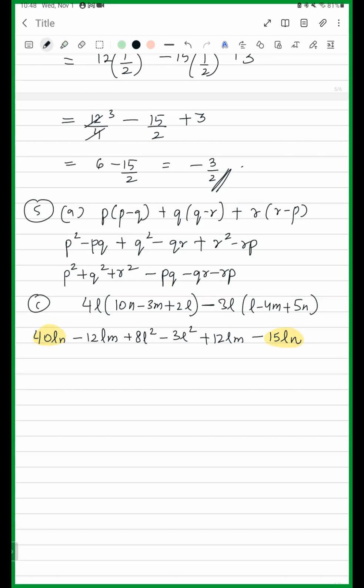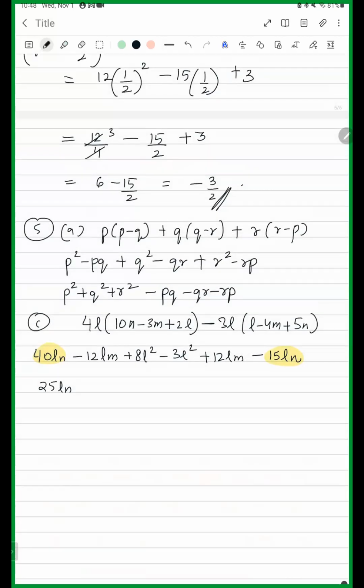25 ln. Very good. Then as 0 lm, you won't write that. Very good. So it is going to be 0. Then, wait, 20, 24.